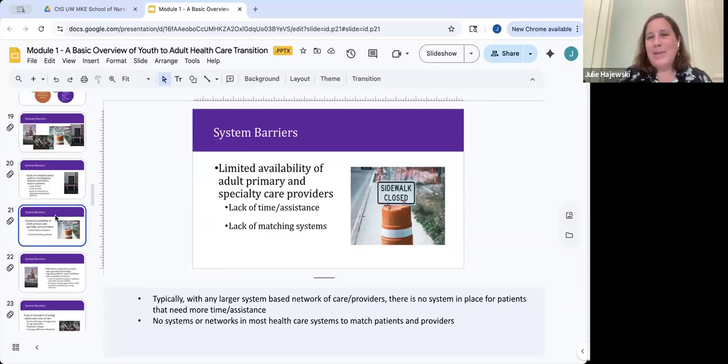Additionally, we talk about the limited availability of adult primary care and specialty care providers. I only get to speak from my experience as a primary care provider in UW Health, but I hear others echo that in other systems. I have a very specific template. My template for seeing patients is 30 minutes. It does not matter what, why, how many problems, how many issues, how long it takes us to communicate. I get 30 minutes.